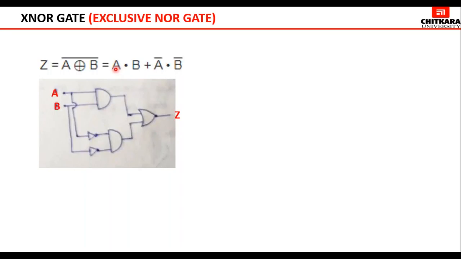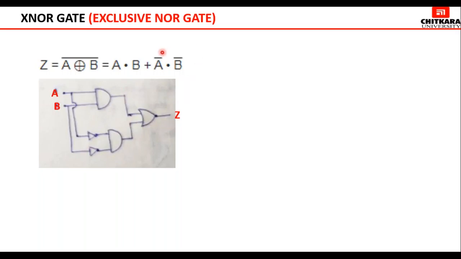So let's first see how we get A dot B. There are two input sources, A and B. You can see that A and B have been combined with the help of an AND gate. So the output terminal from here will give me the answer A dot B.